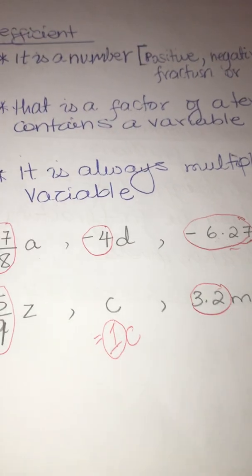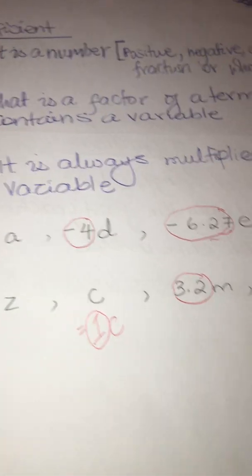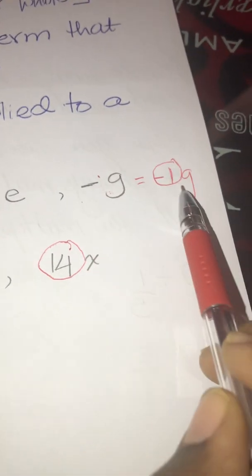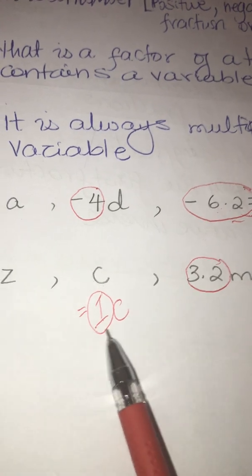Again, I repeat, if I don't see the coefficient, it is there. And what is the number? It is 1. So if your question is negative, then the coefficient is negative 1. If your question is positive, then the coefficient is positive 1.